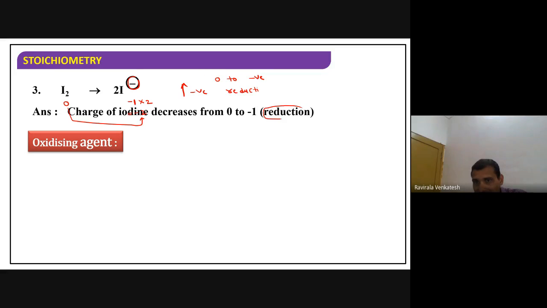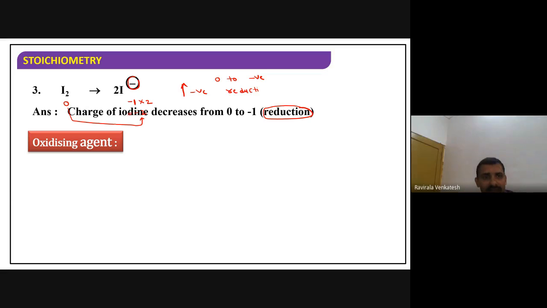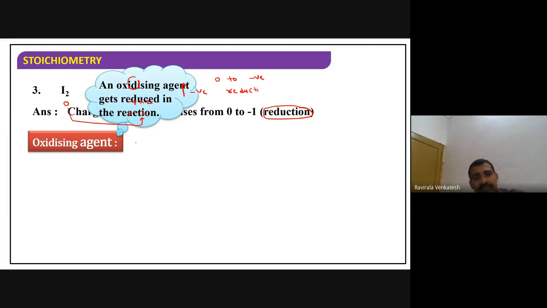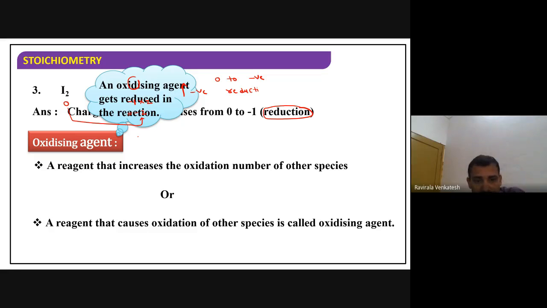Now I told you one definition. What is the meaning of oxidizing agent, beta? Acceptor of electrons. The substance which undergoes reduction, the substance which takes or gains electrons. Simple thing: the substance which undergoes reduction is called the oxidizing agent. Now iodine is undergoing which reaction here? Reduction reaction. Therefore iodine acts as the oxidizing agent. This way we can easily explain oxidizing agent.